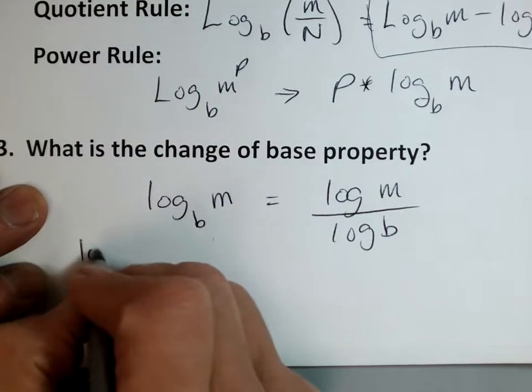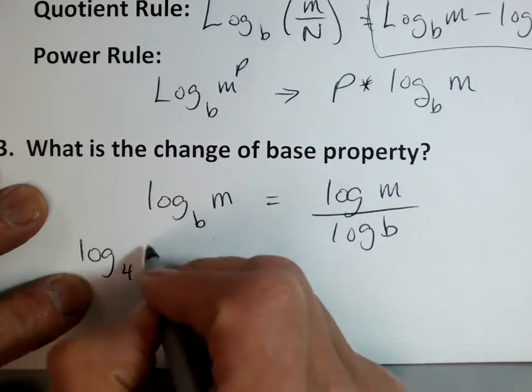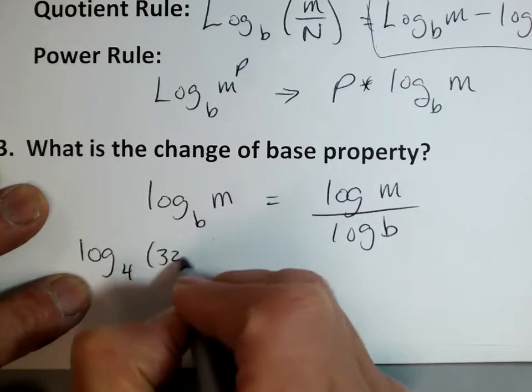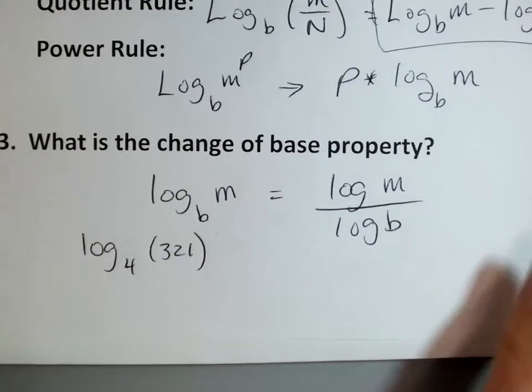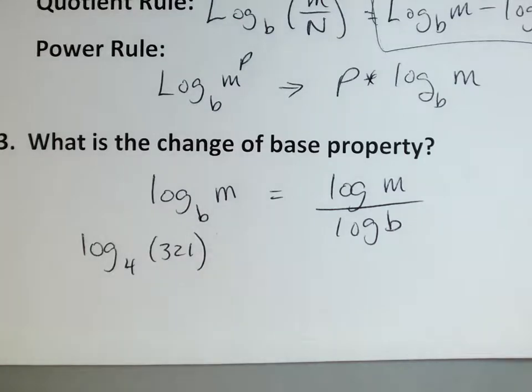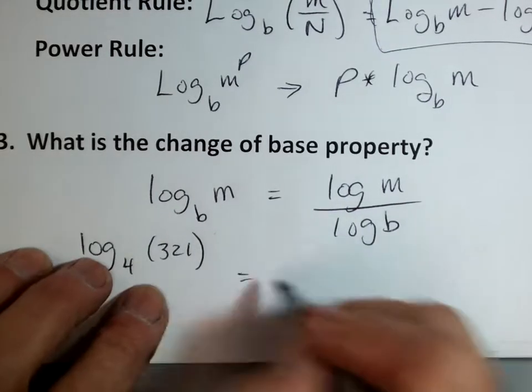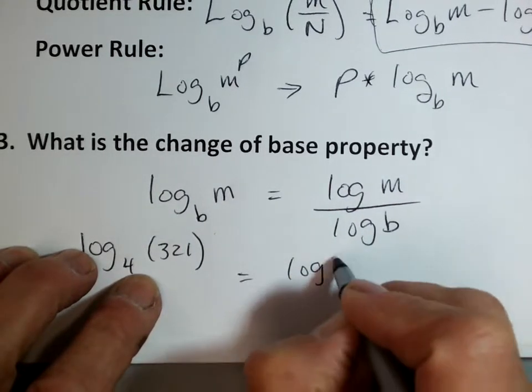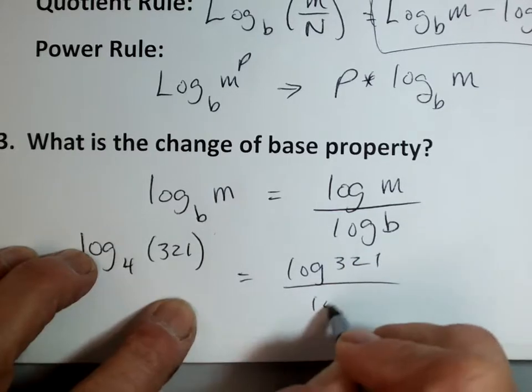So if I had log base 4 of 321, okay, here's my example. So we know it's 4 to some power, right? 4 to some power equals 321. I can do guess and check. We can use our calculator for base 10, right? But we can't use our calculator to do base 4. Well, you can, because you guys found the button. But what you can do is rewrite this as log of 321 over log of 4.